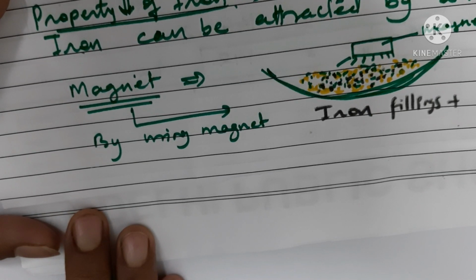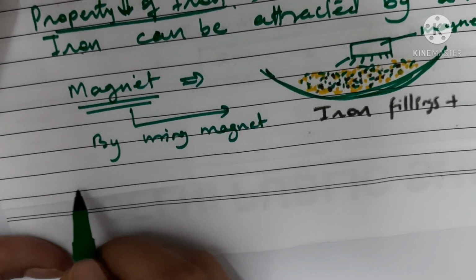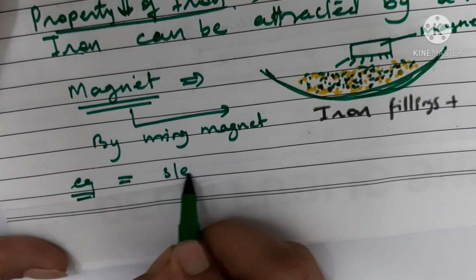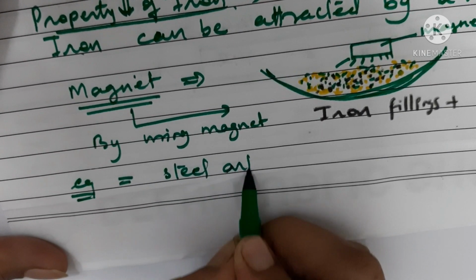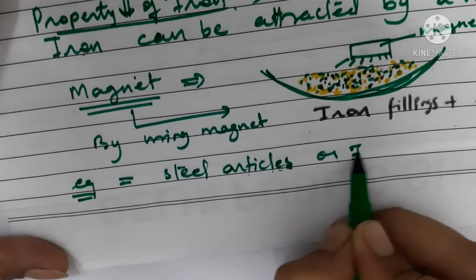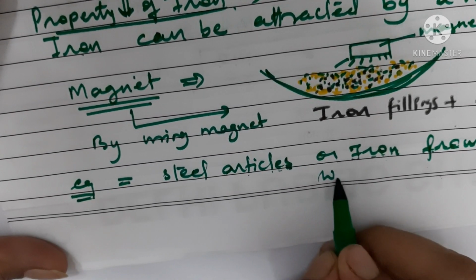Okay, so this is how you can use a magnet to separate what? Another example is to separate steel articles or iron articles, steel articles or iron from waste materials.